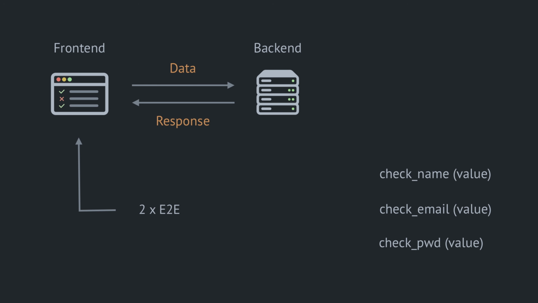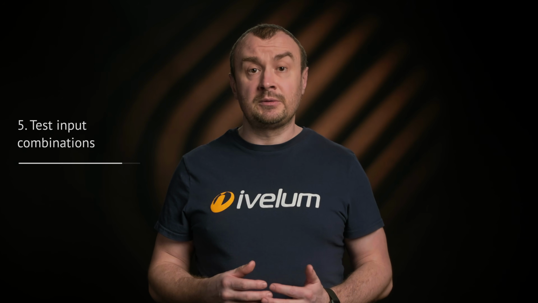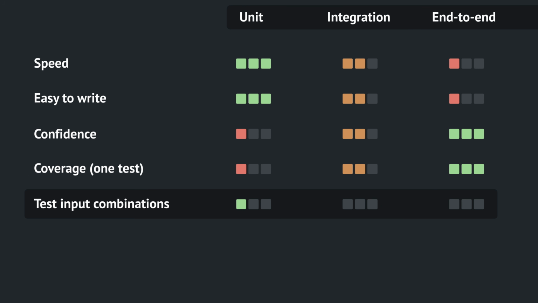We can write just 2 end-to-end tests for the cases when sign-up succeeds and when it fails. Additionally, we can cover input validation functions with unit tests, which will work much faster and test the required combinations almost instantly. This hybrid approach will work several times faster than pure end-to-end testing, giving us nearly the same confidence.